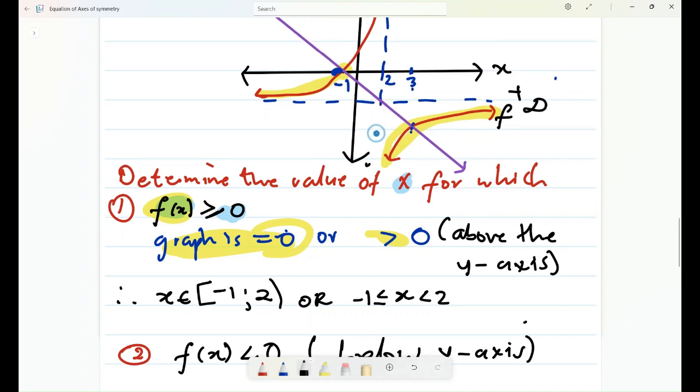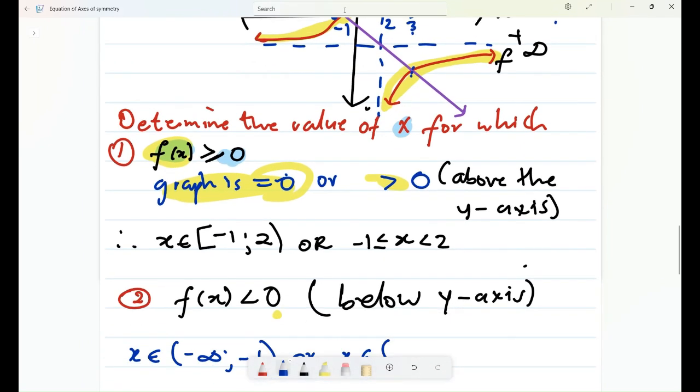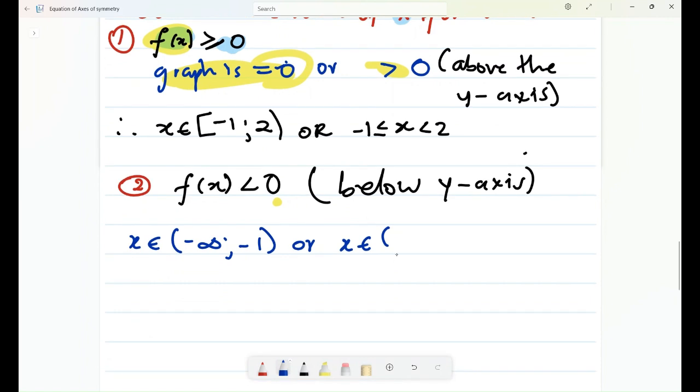My graph is below 0 again. Yes, but now remember, it does not touch 2 at all. It does not touch 2. So it means I'm going to say it is between 2 and infinity. Remember, infinity we do not include. So these are our intervals for this particular case.